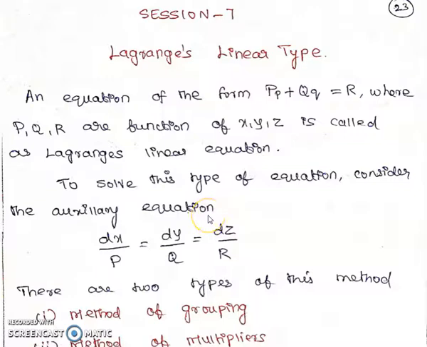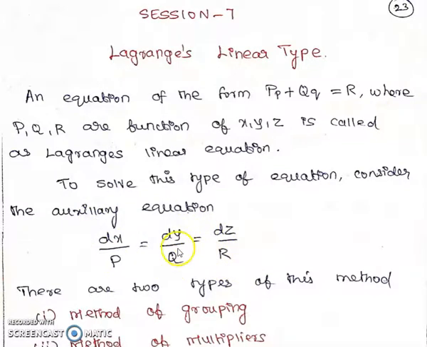Hi students, today we are going to see session 7, Lagrange's linear type. An equation of the form Pp + Qq = R, where P, Q, R are functions of x, y, z, is called Lagrange's linear equation. To solve this type of equation, consider the auxiliary equation dx/P = dy/Q = dz/R.